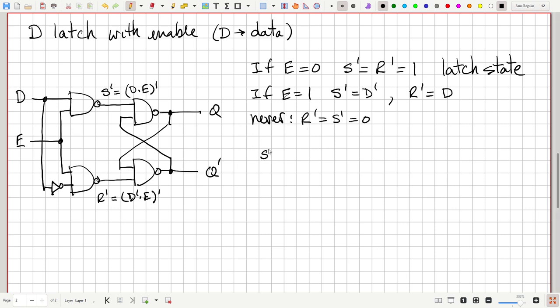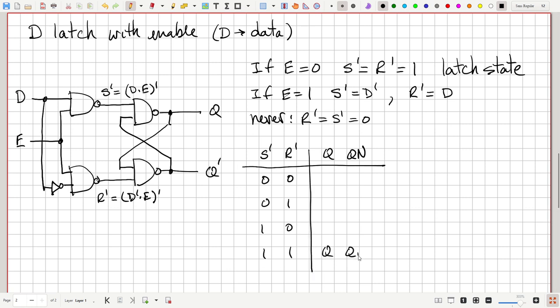Okay, so let's write a truth table here. S prime, R prime, Q, and Q prime. Well, actually Qn, because we're going to just put first the truth table just for the S bar R bar latch. And here were the values, 0, 0, 0, 1, 1, 0, and 1, 1. The last row is the latch state, and the first row is that avoid state, where they're both equal to 1. The next row is the set state, S is 1, so S prime is 0, so we get 1, 0, and the next row is the reset state, 0, 1.